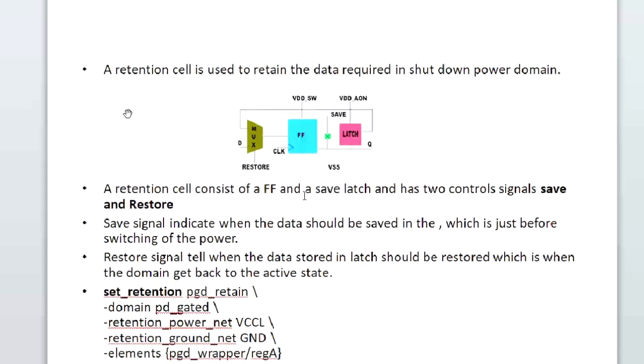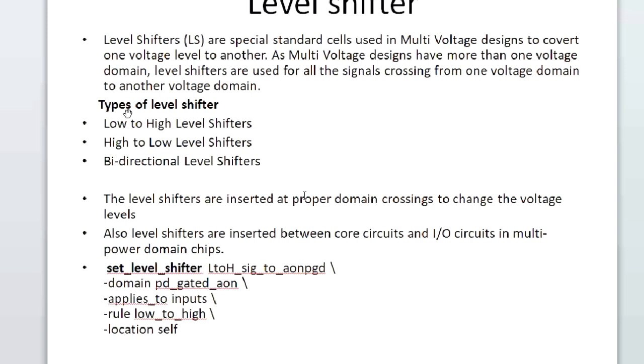Now the level shifter. A level shifter is used when we are using multi-voltage domains, converting from high to low voltage and from low to high voltage. Level shifters are basically placed in the core and IO regions.